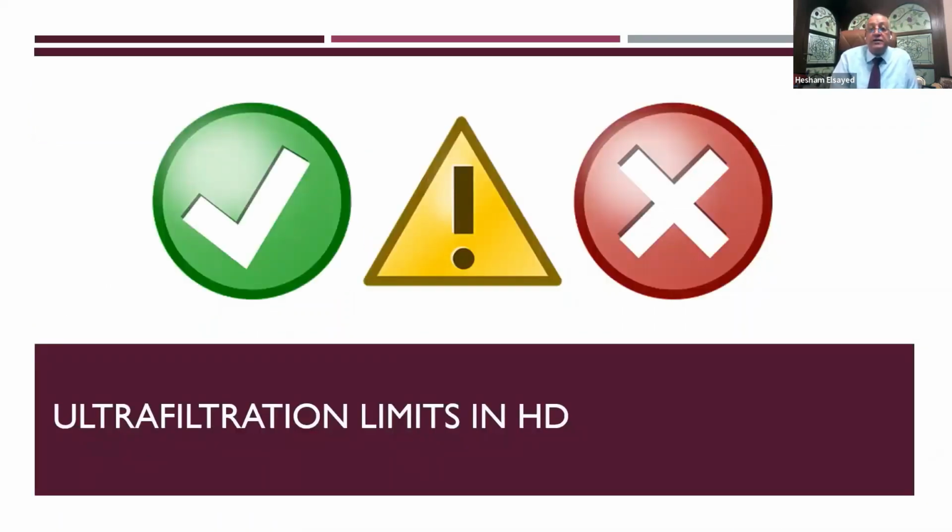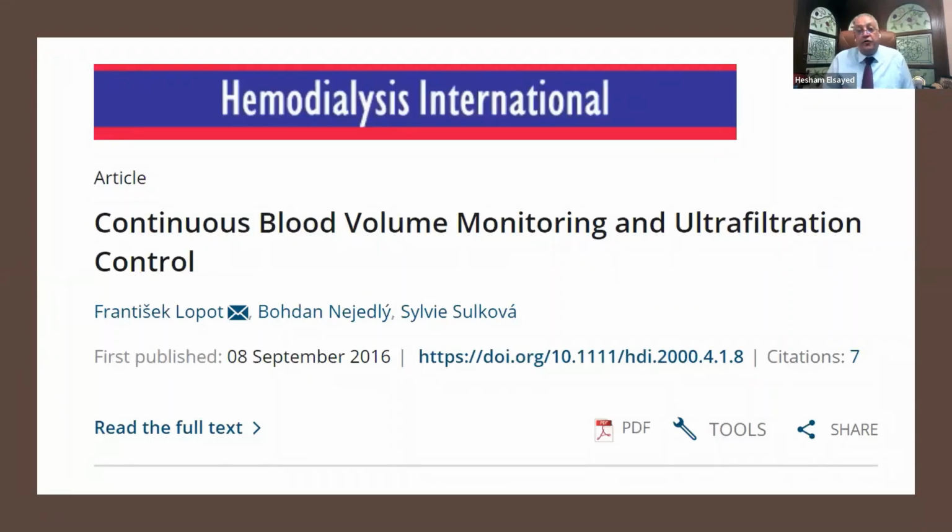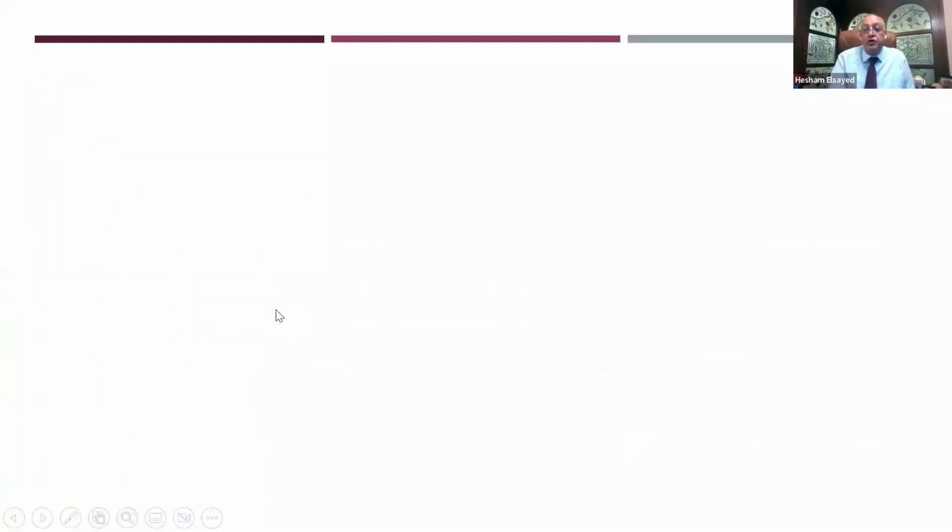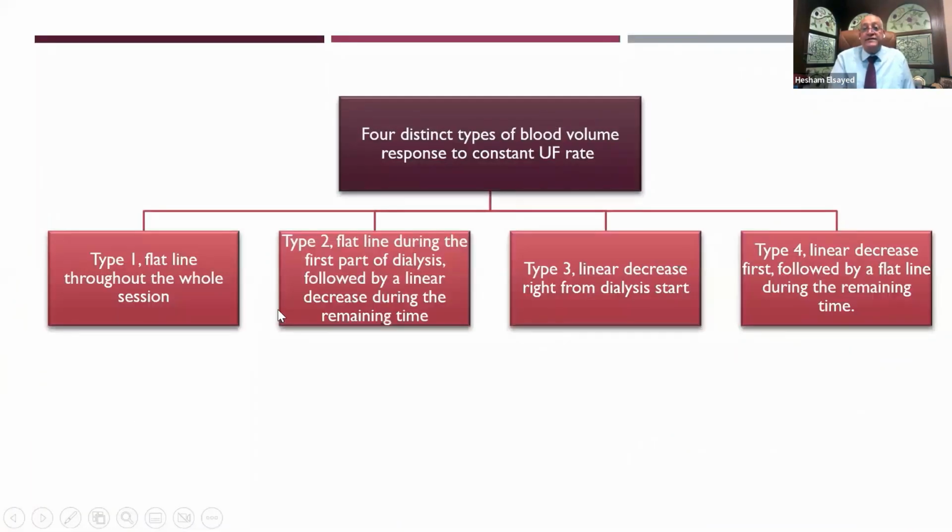What is the ultrafiltration limit? In hemodialysis, we understand that our upper limit is 10 ml per kg per hour for dialysis. However, we have many tools to measure that by blood volume monitoring, for four distinct types of blood volume response to constant ultrafiltration. Type 1, flat line through the whole session, nothing happens. Type 2, flat during the first part of the dialysis, followed by a linear decrease during the remaining time, which mainly appears after 2 hours of the dialysis.